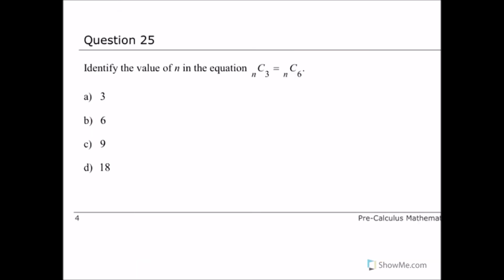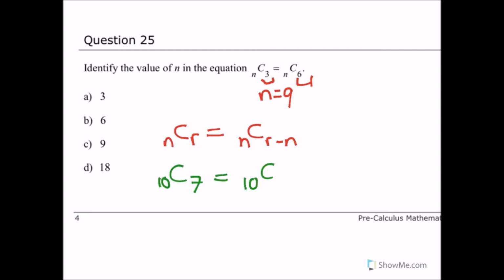Identify the value of n in the equation. Okay, so this is right in our formula sheet. nC3 equals nC6. We could do this 2 different ways. We could know right off the bat that n equals 9, and the reason for that is because we know the rule that nCr always has to equal nC(n minus r), meaning that if you have 10 choose 7, that's always going to be the same as 10 choose 3, because choosing 7 people from a group of 10 is the same thing.